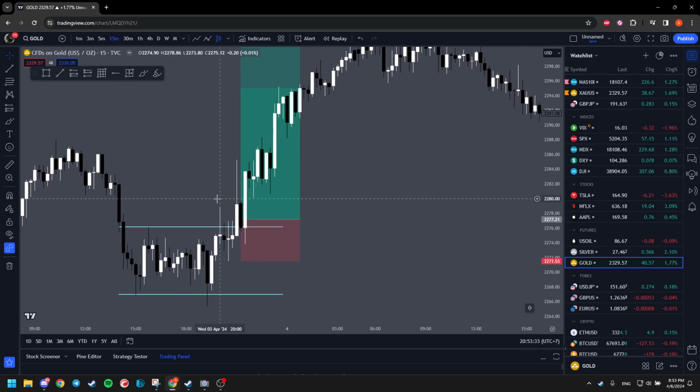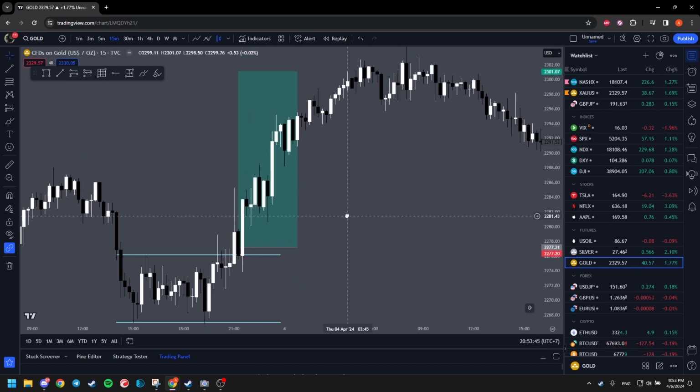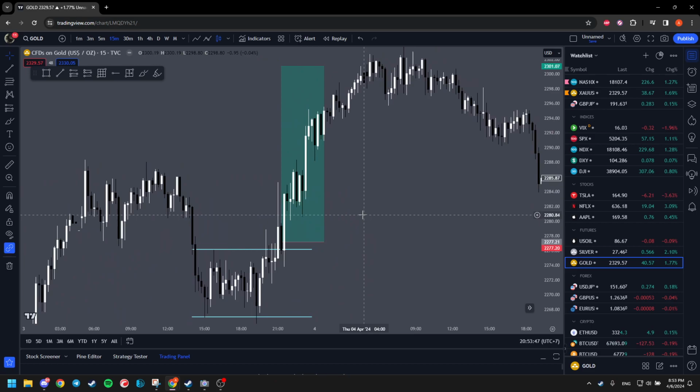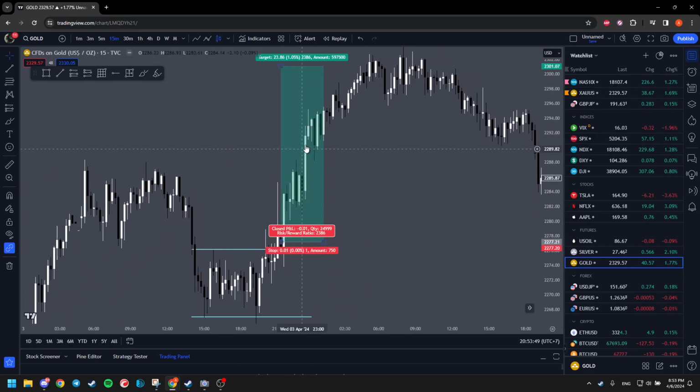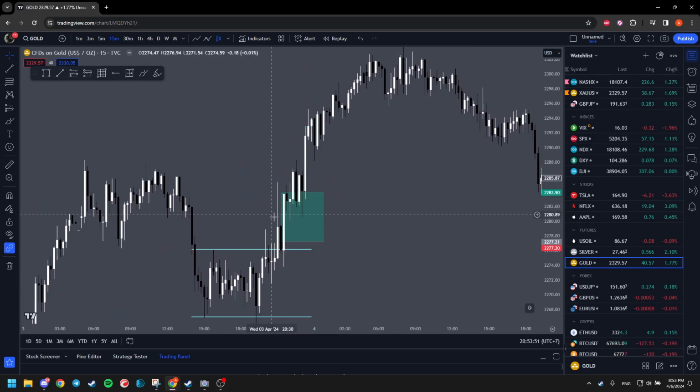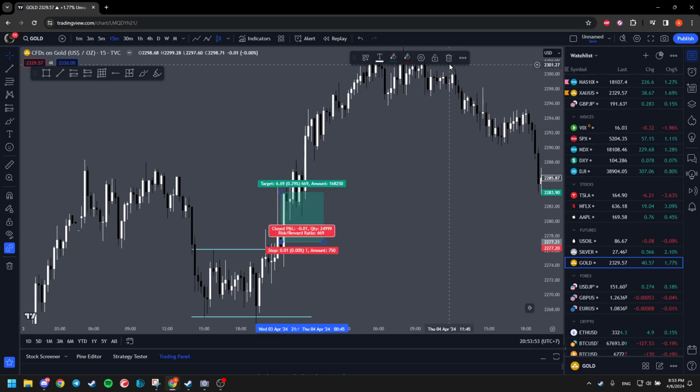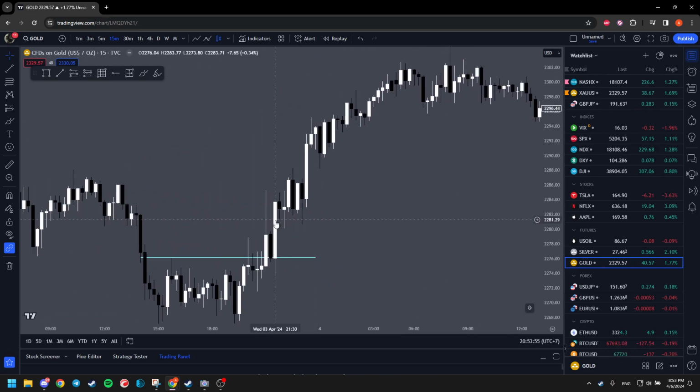So right when it moved above this area here, which is considered liquidity, I just put my stop loss, I just put my break even on the trade. It doesn't matter if it goes back down. Why? Because I'm already taking profit around these areas here, which I can easily take. Okay, so I won that trade.